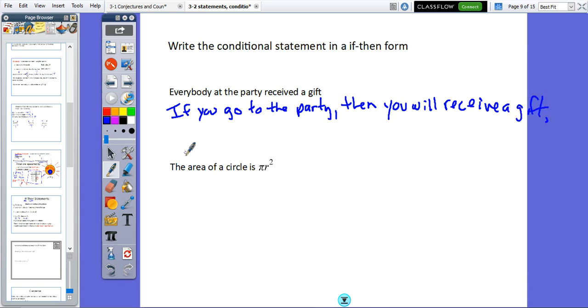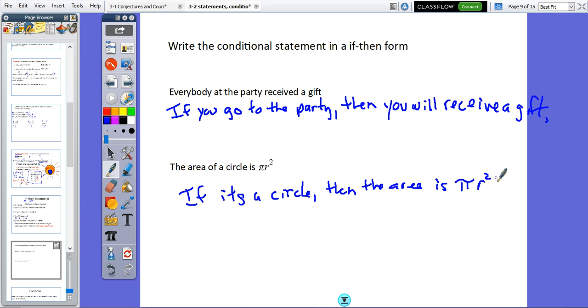Okay, let's look at a bit more math. The area of a circle is pi r squared. Like, oh, okay, how do you turn that into an if-then statement? Well, we could say, if it's a circle, then the area is pi r squared. And this is kind of what we do a lot with math. We say, hey, that is a triangle. So then, how do you find the area?